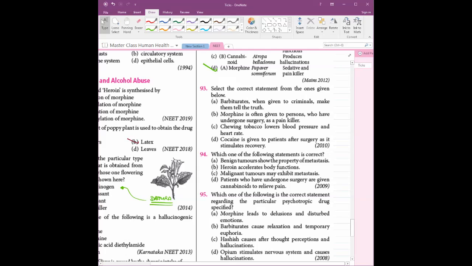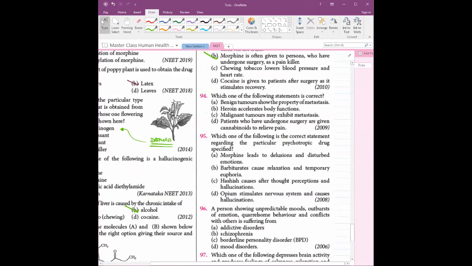Select the correct statement from the ones given below. Barbiturates, when given to criminals, make them tell the truth. Morphine is often given to persons who have undergone surgery as a painkiller. Yes, this is the actual right thing, guys. Chewing tobacco lowers blood pressure and heart rate. No, that is opposite. Cocaine is given to patients after surgery as it stimulates recovery. No, we don't give cocaine, otherwise you'll be a cocaine addict. No, that is not possible.